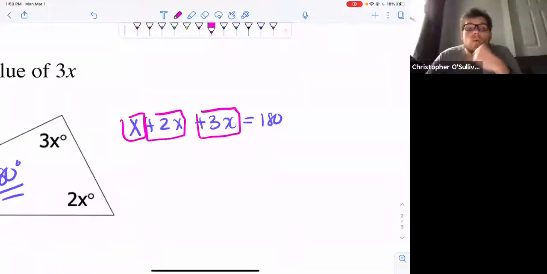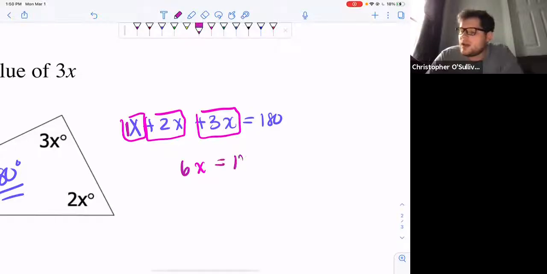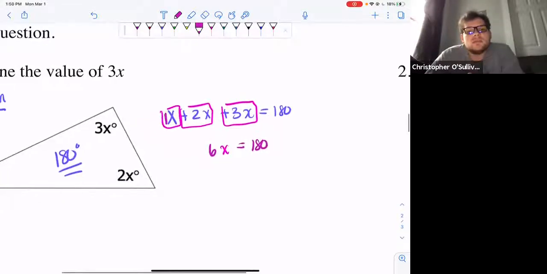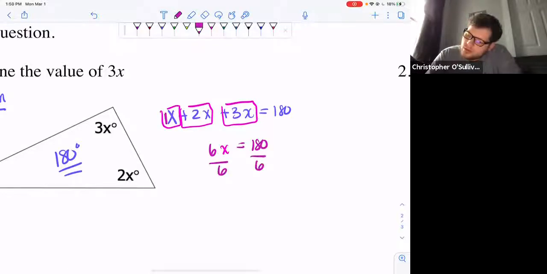Perfect. So one thing that I see very often is that a lot of students are going to write 5x is equal to 180. Ladies, make sure that in front of your x that you put a 1. That way you know it's 1 plus 2 plus 3. So I have 6x equals 180. And now this becomes a one-step equation. So I have to ask myself, how do I get rid of my 6? I divide by 6. And then I get x is equal to 30.